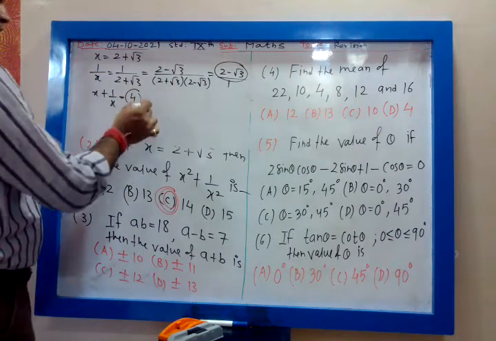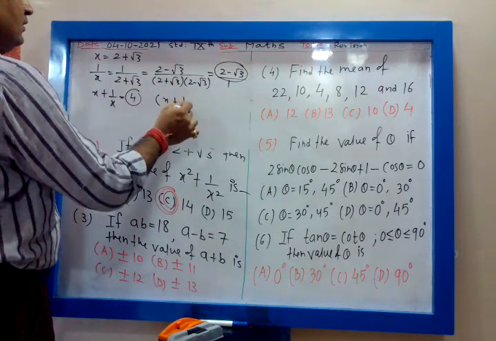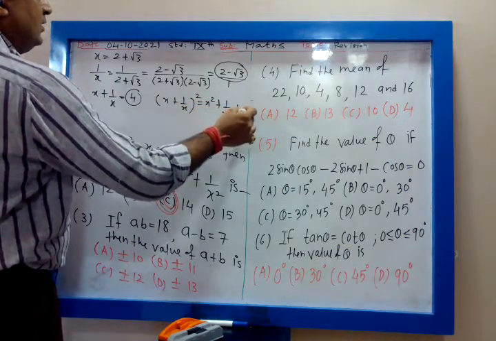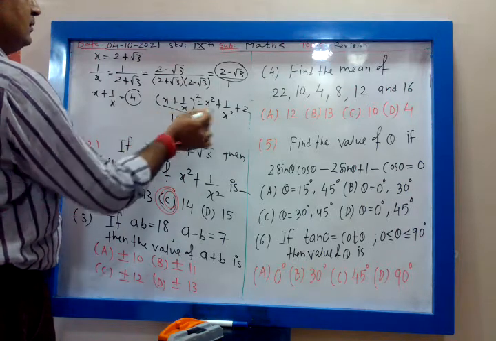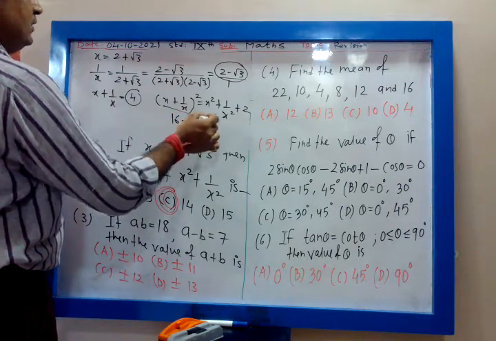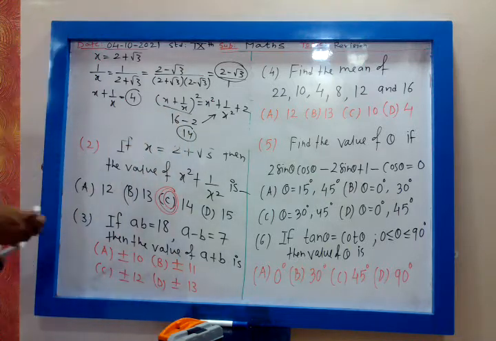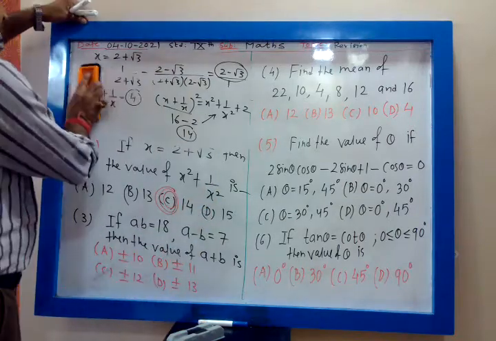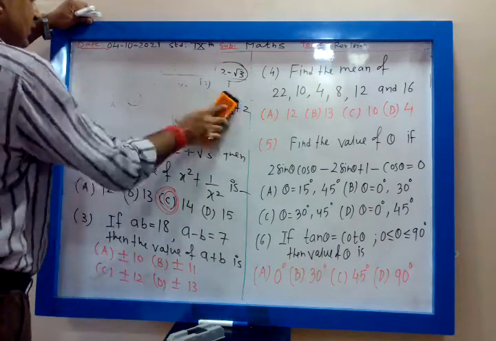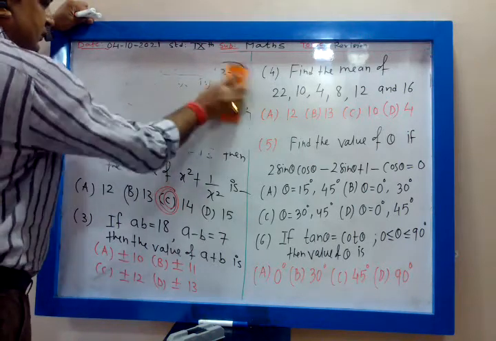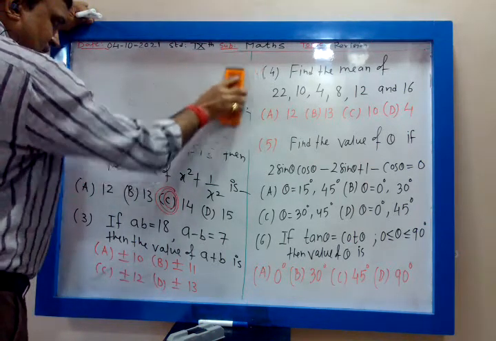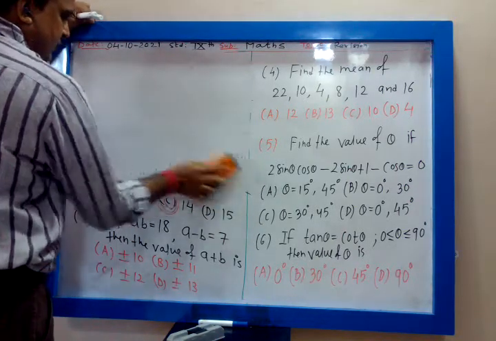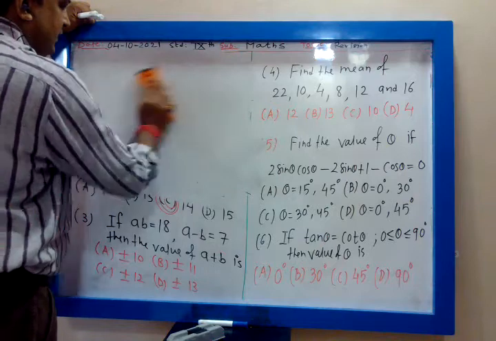So use the formula. X plus 1 upon x whole square is equal to x square plus 1 upon x square plus 2. Now this value is 4. 4 square is 16. 16 minus 2 is x square plus 1 upon x square. That is 14. So correct option was C, 14. Yes, very good. So two problems we have discussed and we have given the answer.